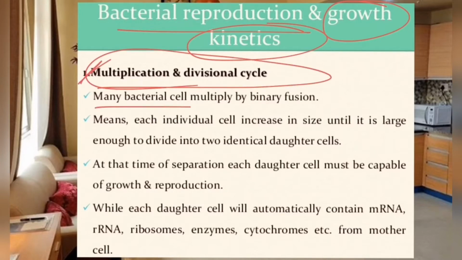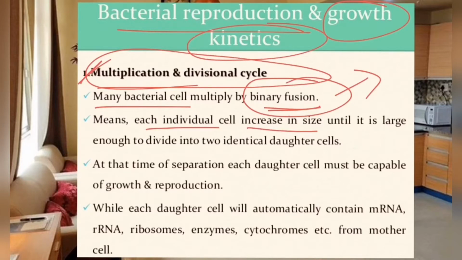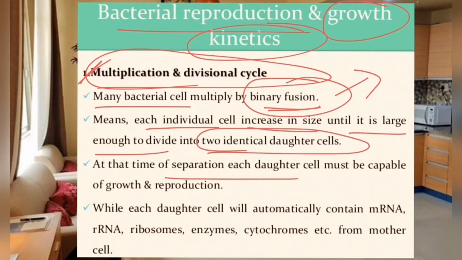Bacterial cells multiply by binary fission. This is one of the major steps, the division of cells in bacteria, where they increase their population numbers only by the binary fission process. When the conditions and temperature are favorable, the bacteria divide every hour. Each individual cell increases in size until it is large enough to divide into two identical cells. These identical cells are capable of growing and reproducing.